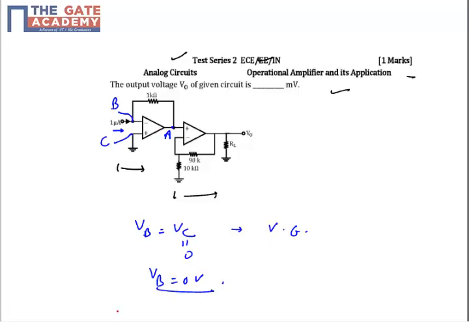Because of the virtual ground property, we know that my inverting terminal voltage will be equal to the non-inverting terminal voltage, right? Fine. Now I know that my op-amps are ideal, because by default we always assume that op-amps are ideal. So the input current of the op-amp 1 is going to be 0.